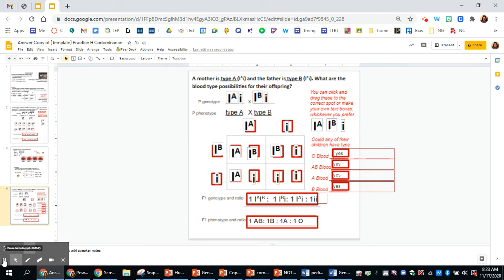If you want to pause and open up your X-linked traits, that's the last one we're going to go over, and hit play when you're ready.